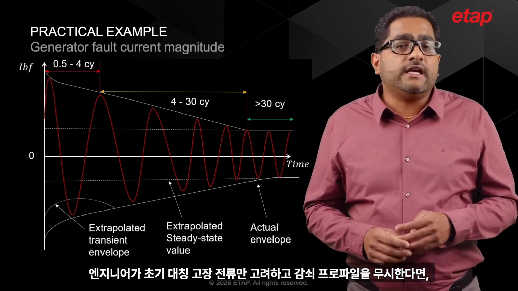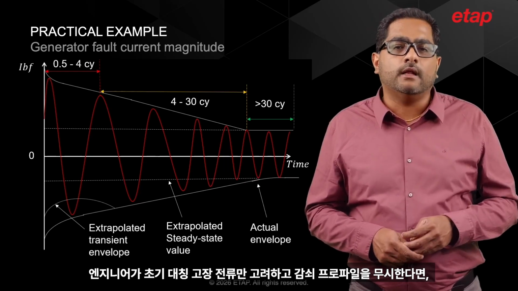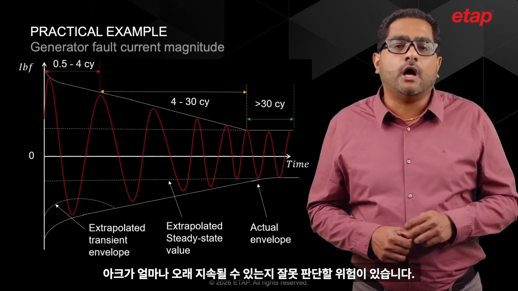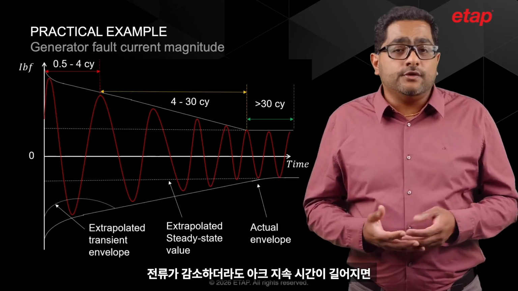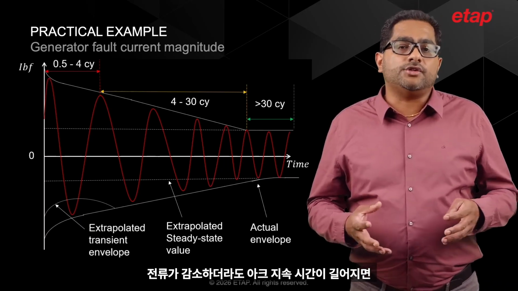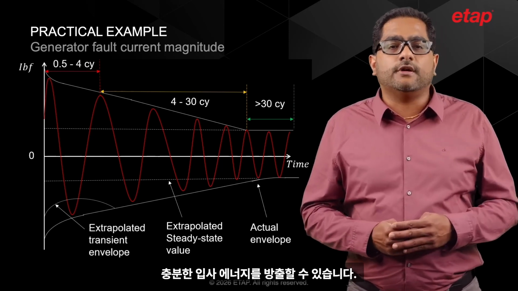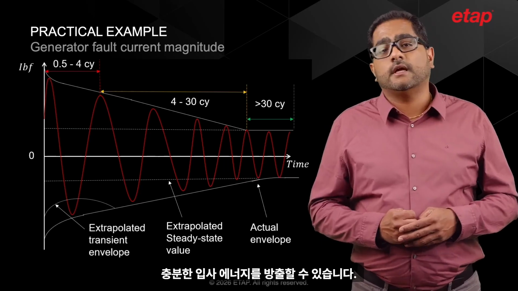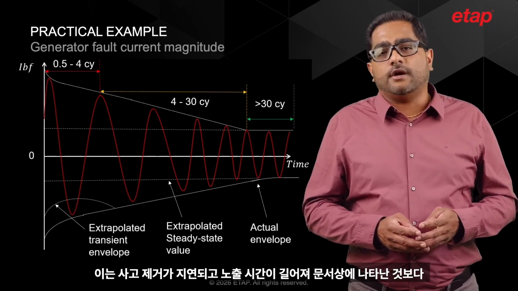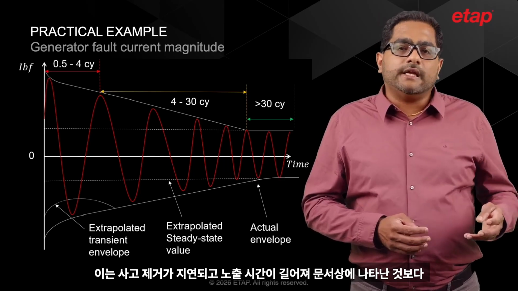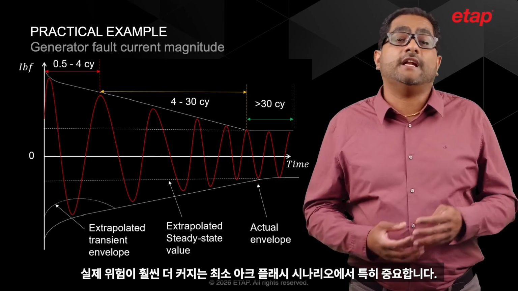If engineers only consider the initial symmetrical fault current and ignore the decay profile, they risk misjudging how long an arc can sustain. Even with reduced current, a longer arc duration can still release enough incident energy to cause severe burns or fatalities. This is especially critical in minimum arc flash scenarios where delayed clearing and extended exposure make the hazard far greater than it appears on paper.